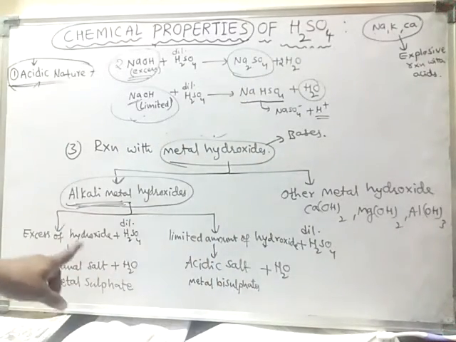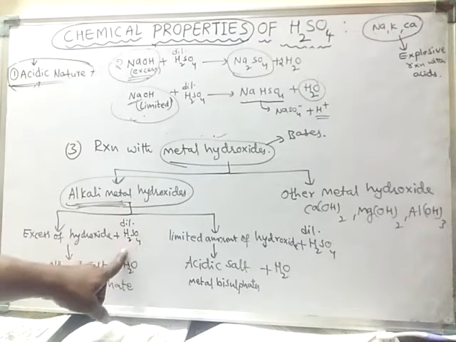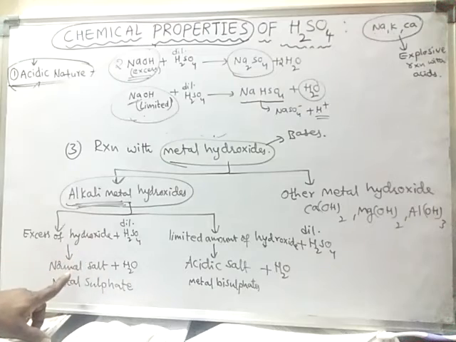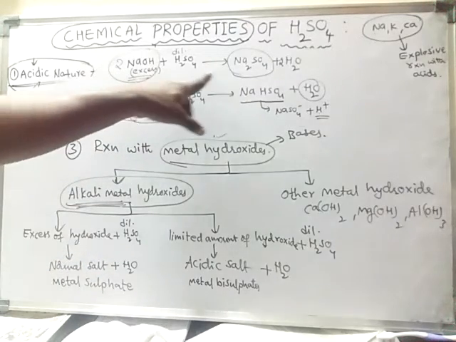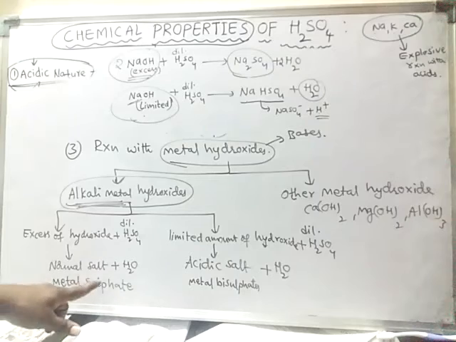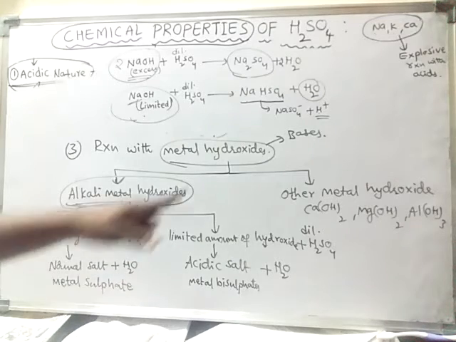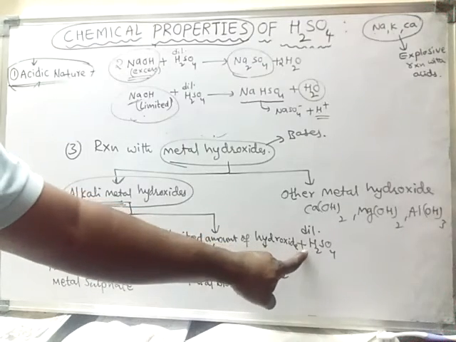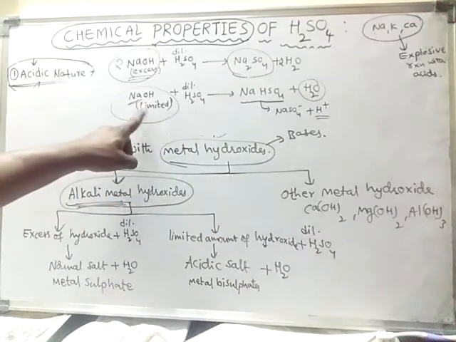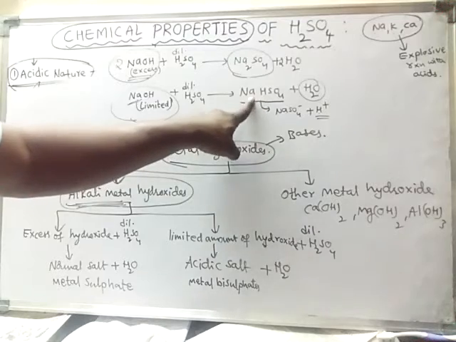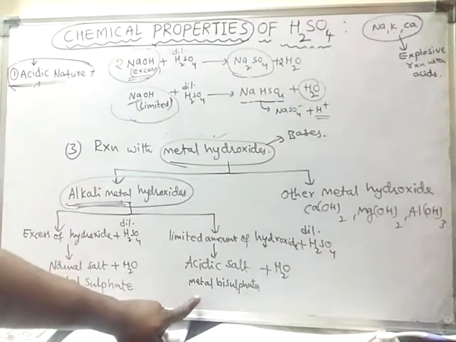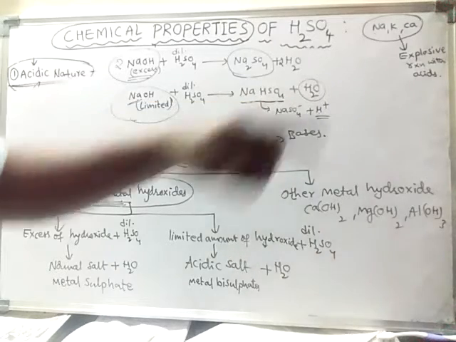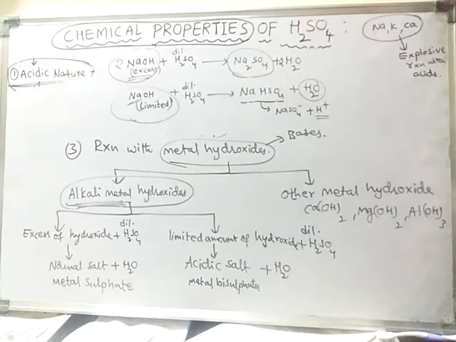So like this, alkali metal hydroxides react with dilute sulfuric acid in two ways. One is, if you take an excess amount of hydroxide, you will get normal salt. Normal salt is nothing but metal sulfate along with the formation of water. If you take a limited amount of hydroxide and make it react with dilute sulfuric acid, it forms an acidic salt. This is acidic salt, sodium bisulfate, metal bisulfate. Here which metal? Sodium. Hence sodium bisulfate and water is formed.